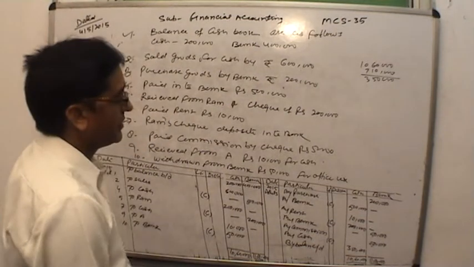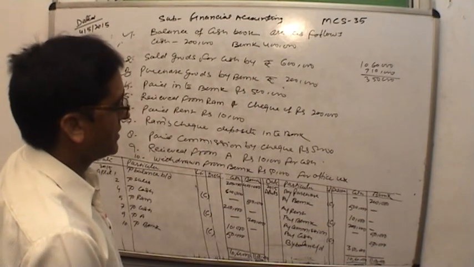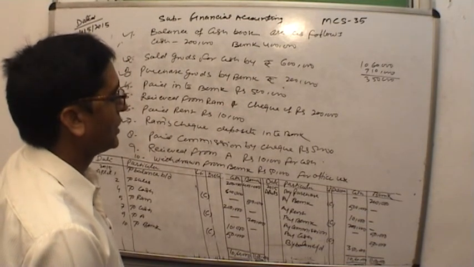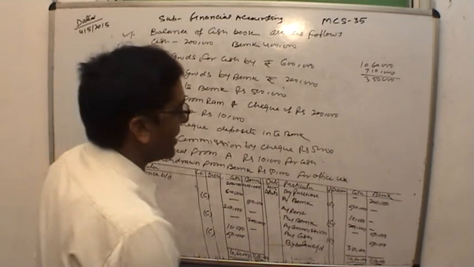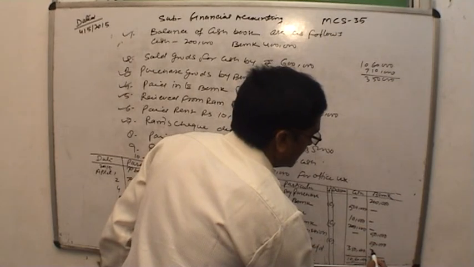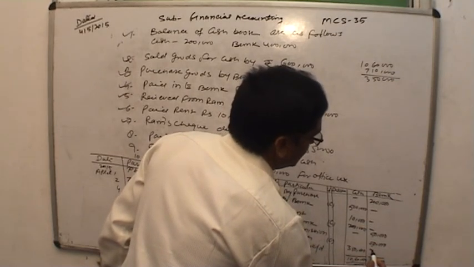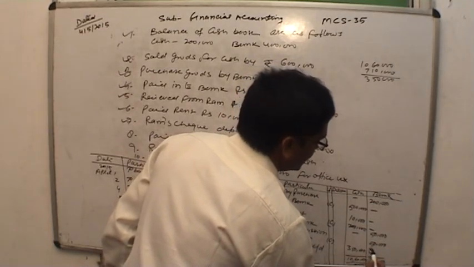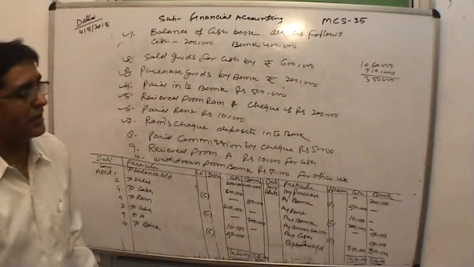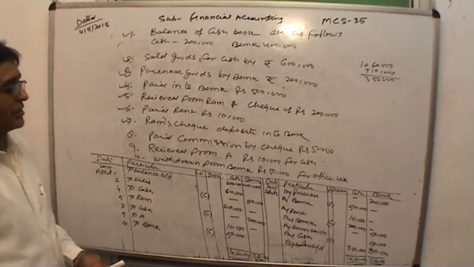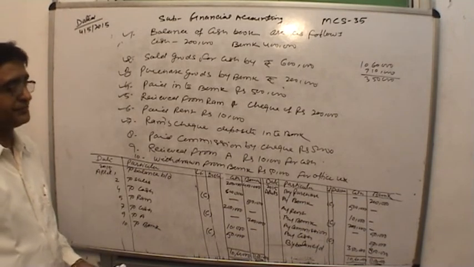Then deduct 3 lakhs from 11 lakh. So it is the balance of 8 lakh. And this is all about the triple column cash book.